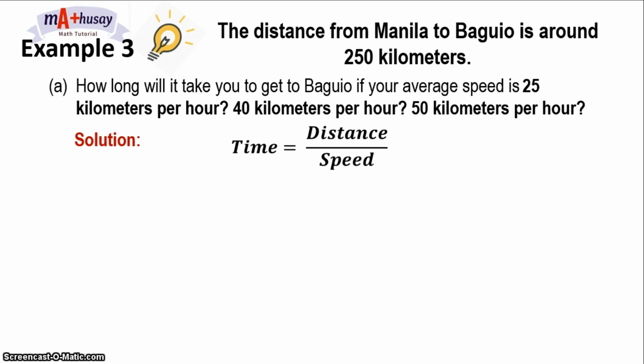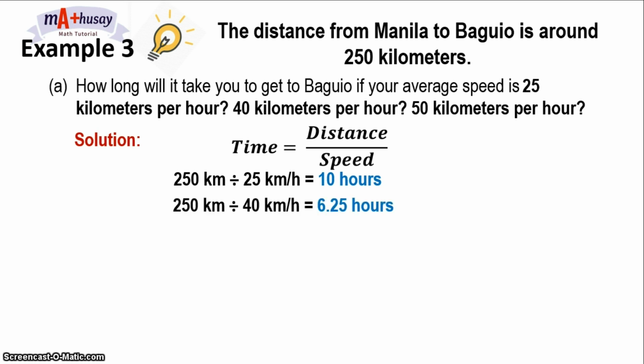So, kung ang average speed ng sasakyan ay 25 kilometers per hour, ang biyahe ay aabutin ng 10 hours dahil 250 kilometers divided by 25 kilometers per hour ay 10 hours. So, kung ang average speed naman ay 40 kilometers per hour, ang biyahe ay aabutin ng 6.25 hours. That is 250 divided by 40. 5 hours naman ang aabutin kung ang average speed ay 50 kilometers per hour.